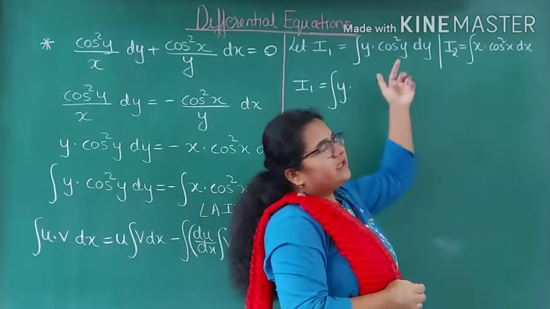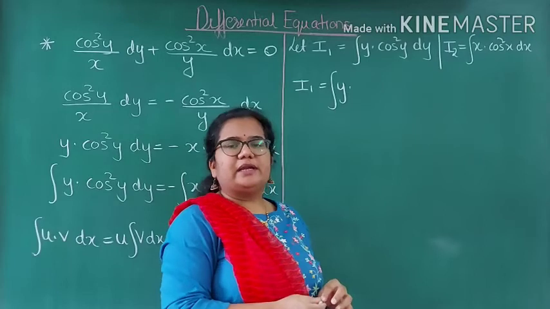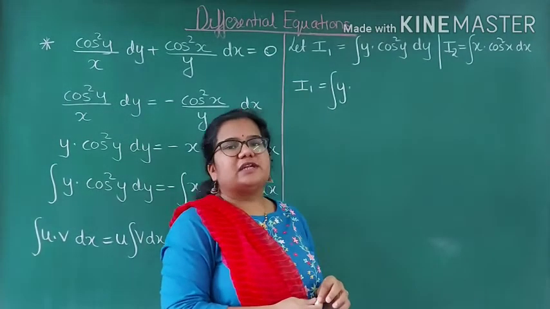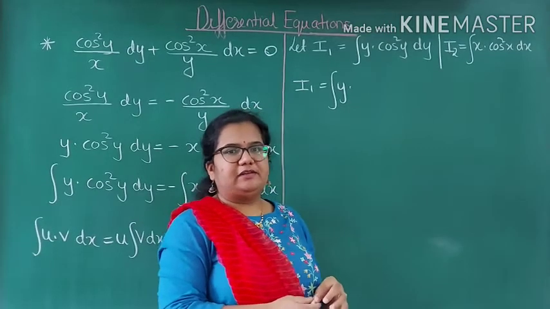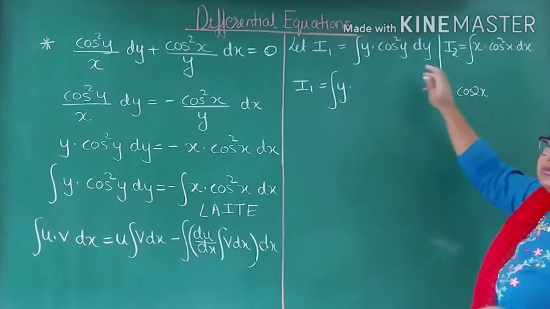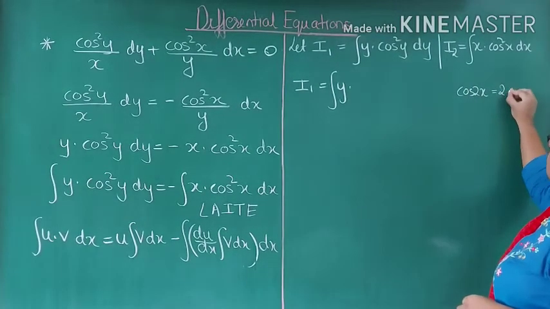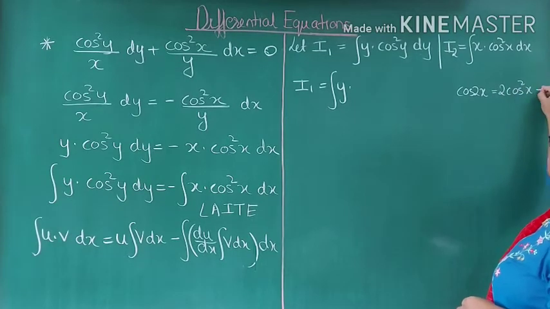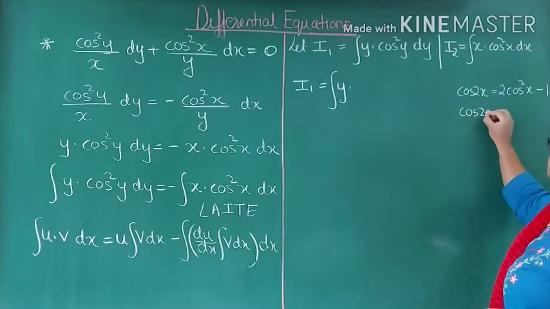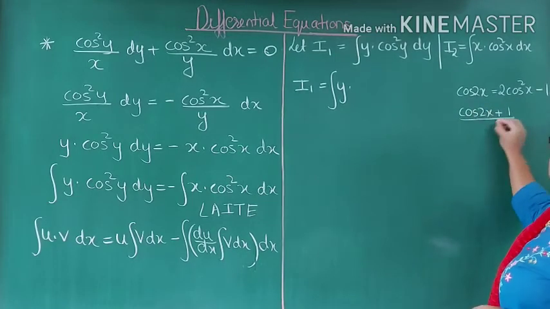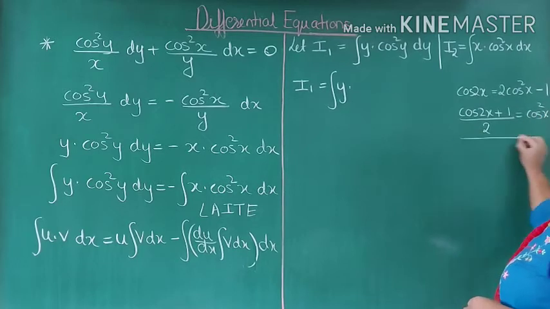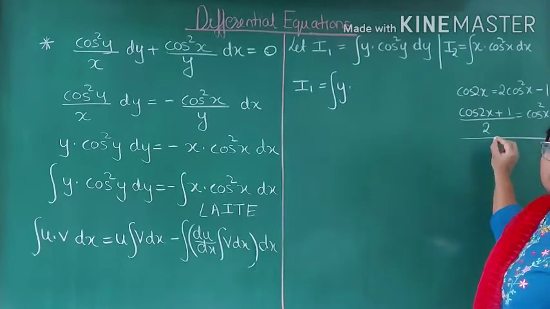Now we know that we cannot directly find the integration of cos square y. So here in place of cos square y, what can we write? You have studied the multiple angles formula in your 11th standard. From there, what is cos 2x in terms of cos square? It is equal to 2 times cos square x minus 1. Take minus 1 this side, it will become cos 2x plus 1 upon 2 is equal to cos square x.